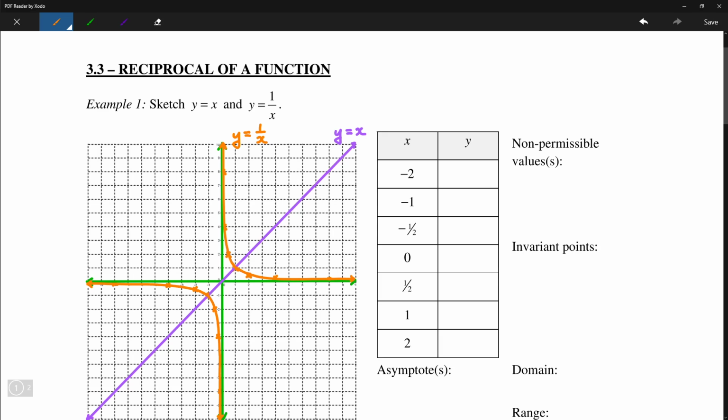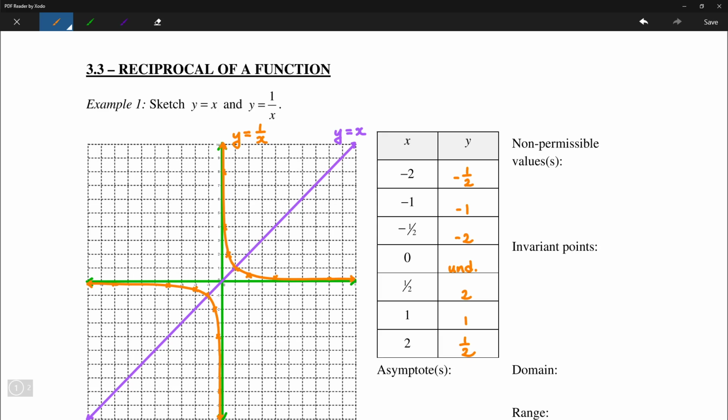Again, we just simply take the x values and find their reciprocals. So for example, when x is equal to -2, then y is equal to -1/2. The reciprocal of -1 is -1. The reciprocal of -1/2 is -2. The reciprocal of 0 is undefined. And then we have 2, 1, and 1/2. Now when those points are plotted, the orange graph is what results from that.